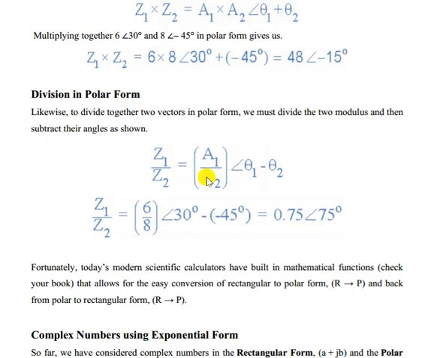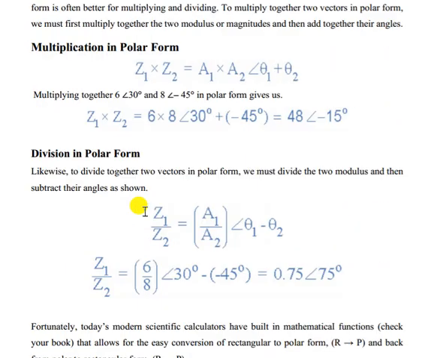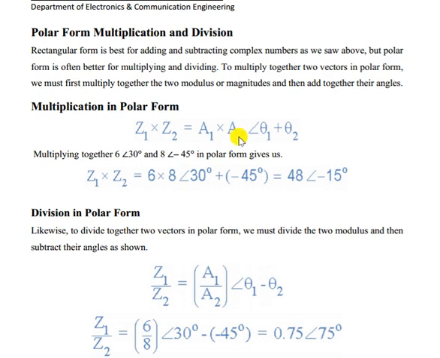Division is also the same thing. A1 you have to divide by A2, and for the angle in division you have to subtract, numerator minus denominator. Say 6 at angle 30, you have to divide by 8 at angle minus 45 degrees. What do I have to do? 6 divided by 8, with the angle 30 minus the angle of Z2, which is minus 45 degrees. So we will get the result. This is how we can perform multiplication and division in polar form.